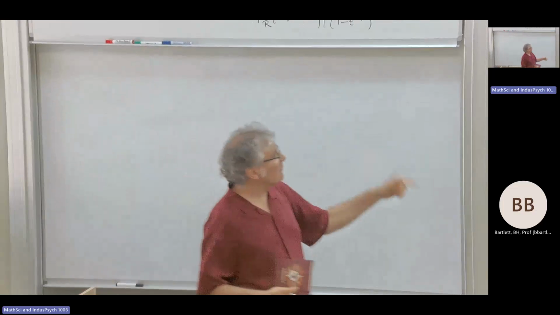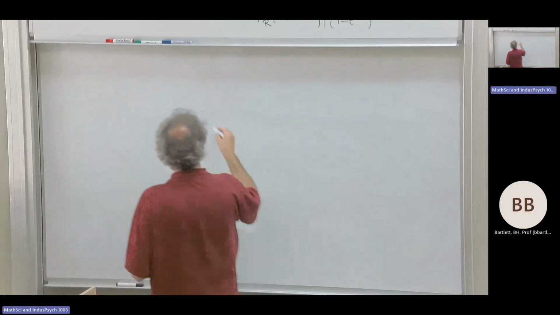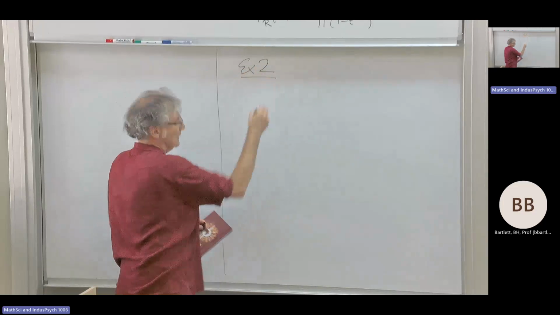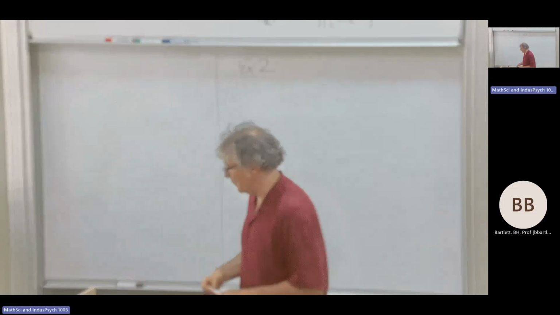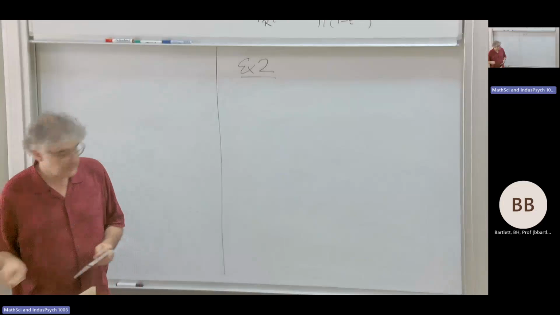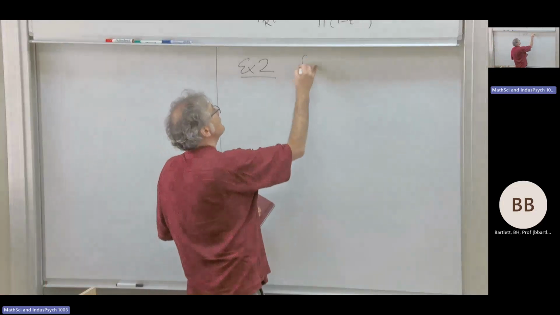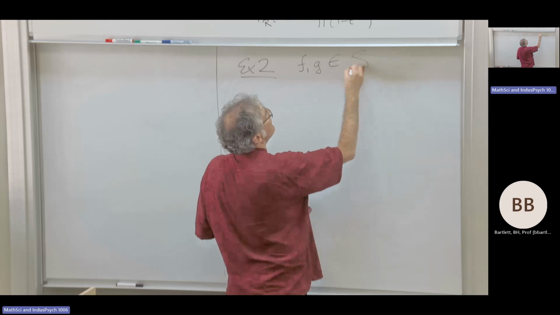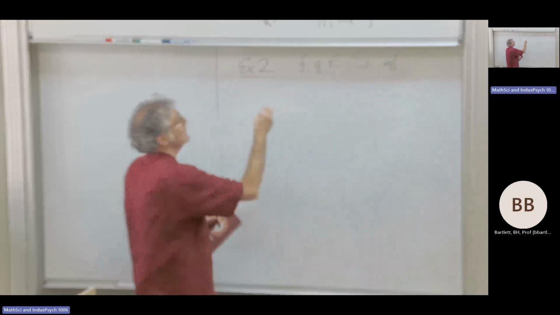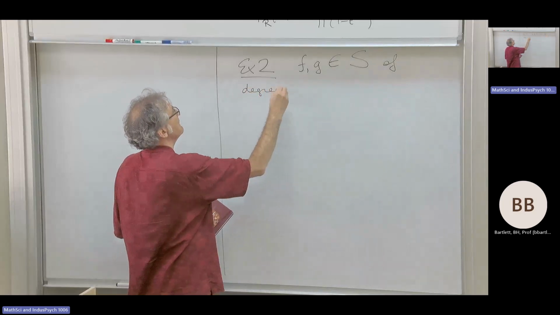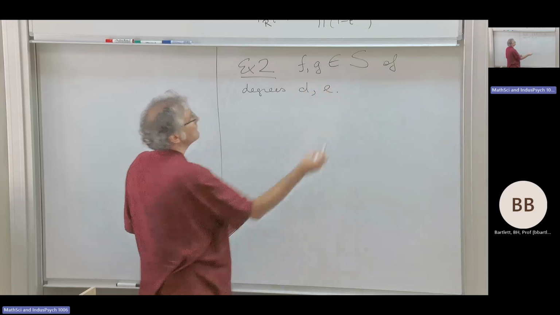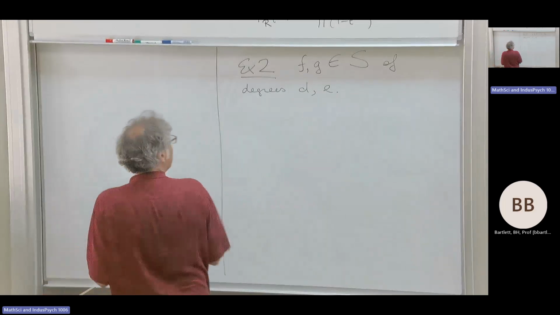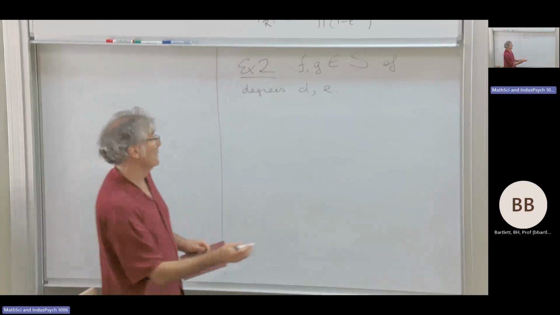So let me give the first non-trivial example, going beyond hypersurfaces, so example 2. Suppose I take two polynomials, f and g in S of degrees d and e, so homogeneous. I want two homogeneous elements. Then I can build the following complex.